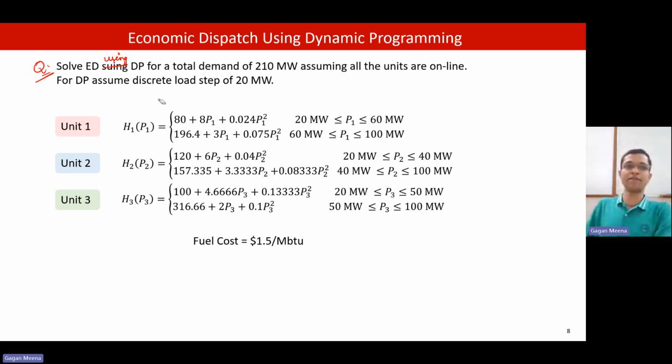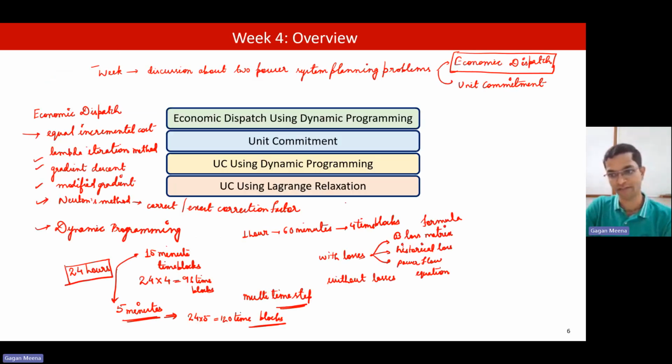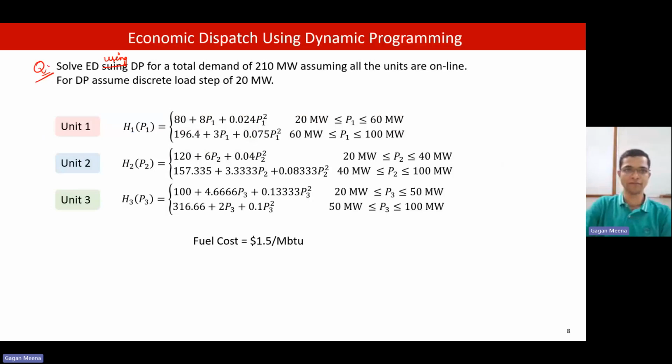In dynamic programming, although we need a solution for 210 megawatts, it will solve for all the demands in discrete steps. For dynamic programming, we need to discretize our cost function. That's why it is said that we have to assume there are discrete load steps of 20 megawatts.